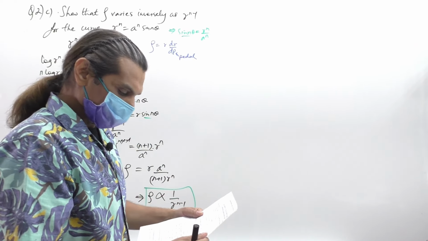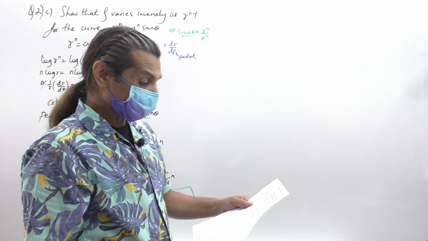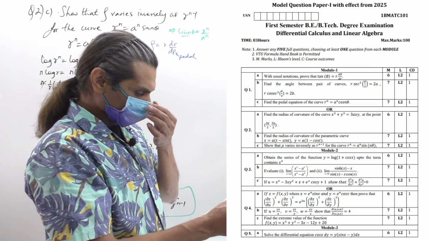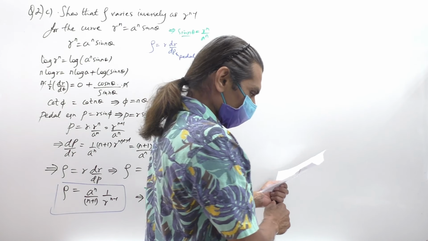Okay, so we are done with module 1 now. So now let's move on to module 2. Module 2, first question 3a: obtain the series of the function y is equal to log 1 plus x up to terms containing x raised to 4. Okay, fine. So let's do it now.